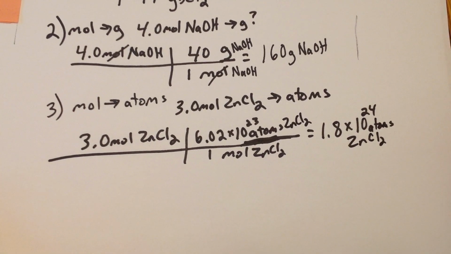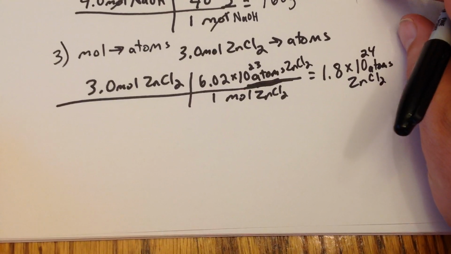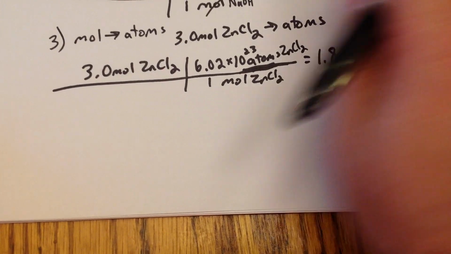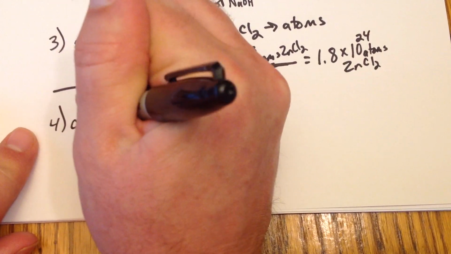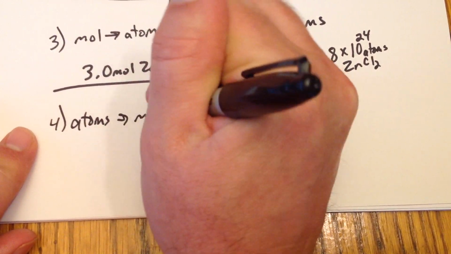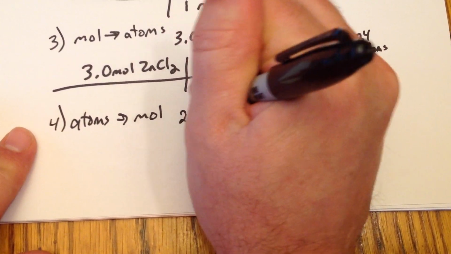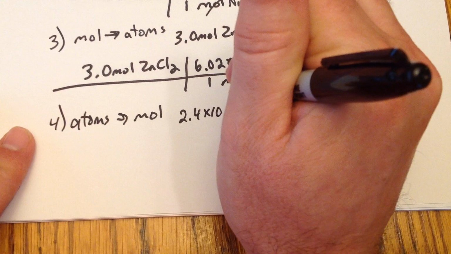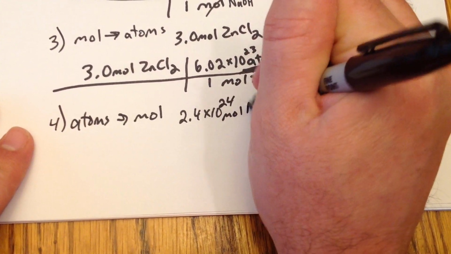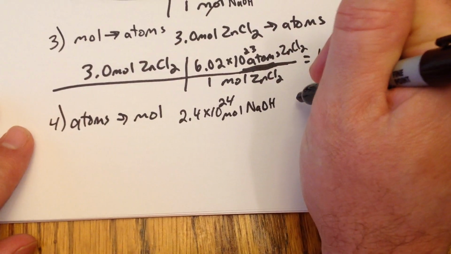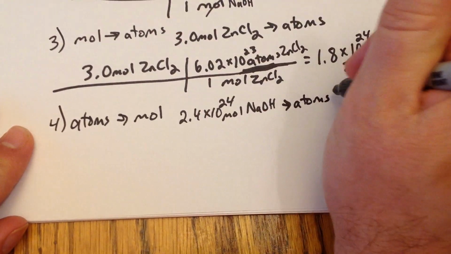Okay, so we've now done 3 different types of problems. We'll just continue on. We're going to number 4. This one is going to be atoms to moles. And we'll just start with 2.4 times 10 to the 24th atoms of sodium hydroxide, and we're going to take that all the way to moles of sodium hydroxide.